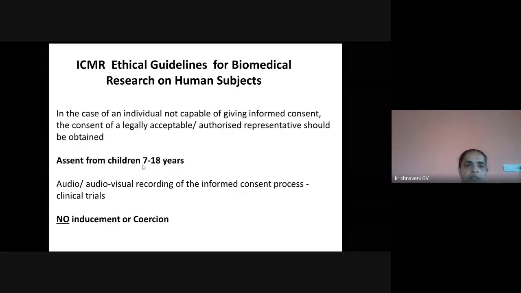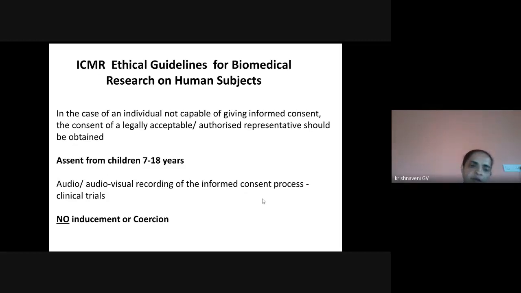So at all times when you are taking informed consent, the researcher should make sure that there is no inducement or coercion involved. You can't say, see, if you take part in the research, we'll give you so much money. If you take part in this research, we will give you this gift, or we will give you free treatment for a year. That is inducement. After they participate in the research, you can give a token of appreciation or reimburse their time and other expenses involved. But you can't use money or any kind of material or other benefits as a way to lure them into the research.